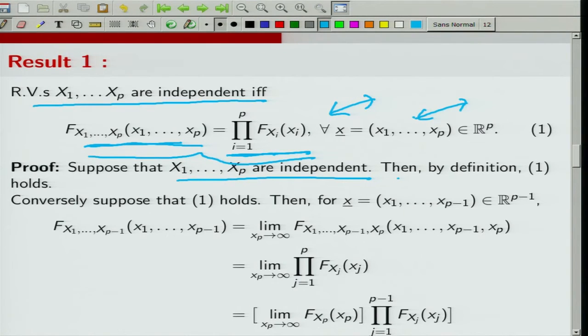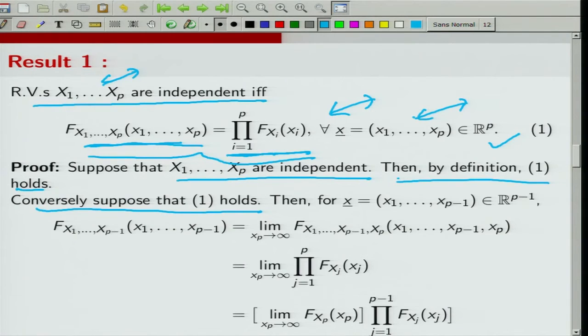So, in particular for the whole collection, condition 1 would hold. So, one way is obvious. Now, conversely, suppose 1 holds; then I have to show that x1, x2, ..., xp are independent. For that I have to show that if I look at any subcollection of x1, x2, ..., xp, the joint distribution function would be the same as the product of marginals.